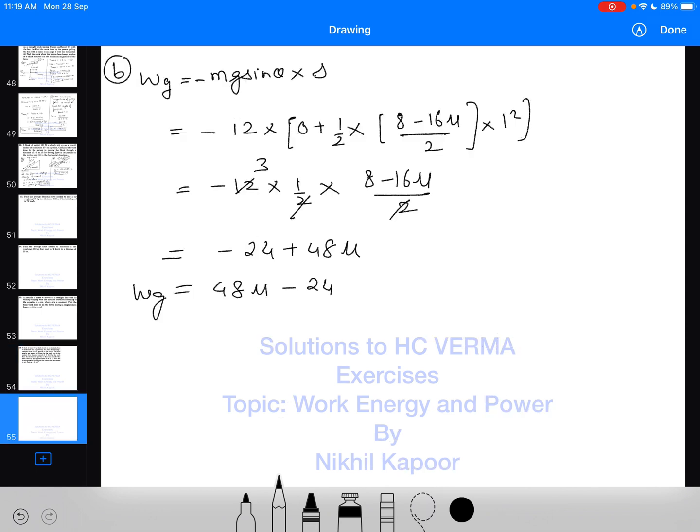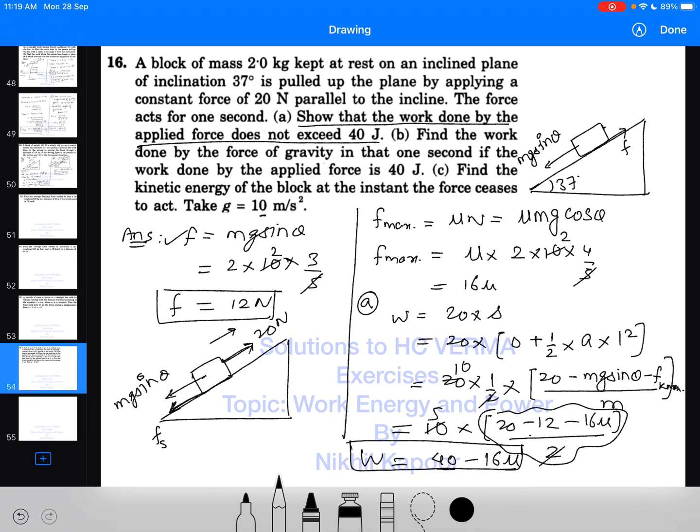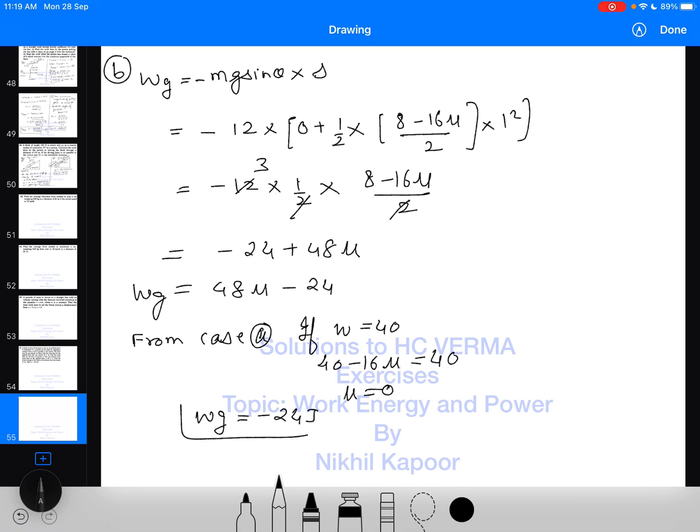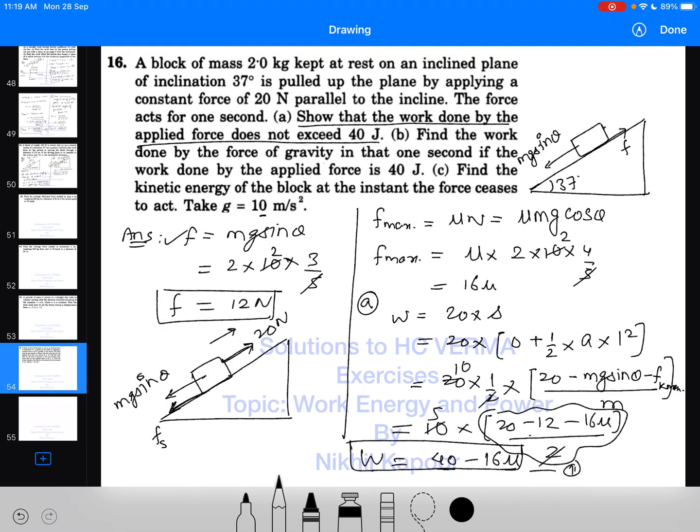Okay, now what we have to check here is, if work done by the applied force is 40 joule, then I have to take mu as 0, because if work done by the applied force is 40 joule, then mu has to be 0 from case A. So from case A, if work done by the applied force is 40 joule, then 40 minus 16 mu would be equal to 40. So mu comes out to be 0, so I'll put mu as 0. So work done by gravity comes out to be minus 24 joule.